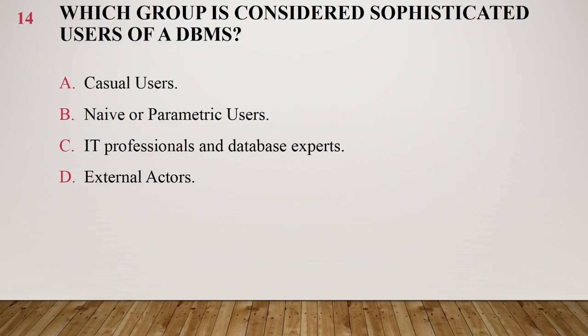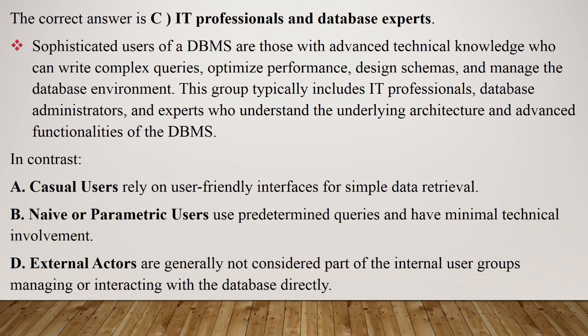Question number 14. Which group is considered sophisticated users of a DBMS? A, casual users. B, novice or parametric users. C, IT professionals and database experts. D, external actors. The correct answer is C, IT professionals and database experts. These sophisticated users of database management systems are those with advanced technical knowledge who can write complex queries, optimize performance, design schema, and manage the database environments.